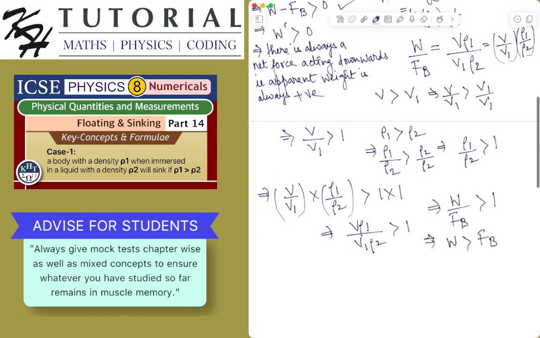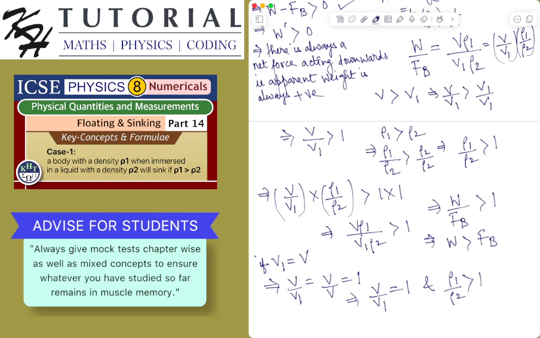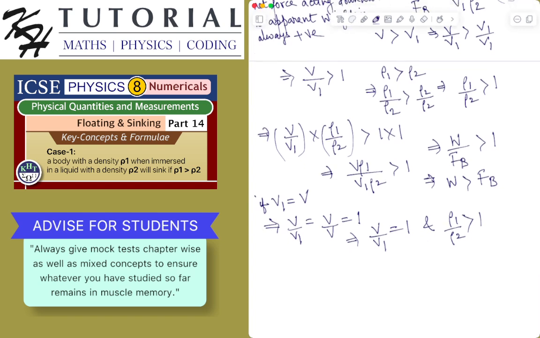Now, if V1 is equal to V, that is, the body is completely immersed. In that case, what happens? V by V1 is equal to V by V, which is equal to 1. And this relation, that is rho 1 by rho 2 greater than 1, will always remain true, because rho 1 is greater than rho 2.